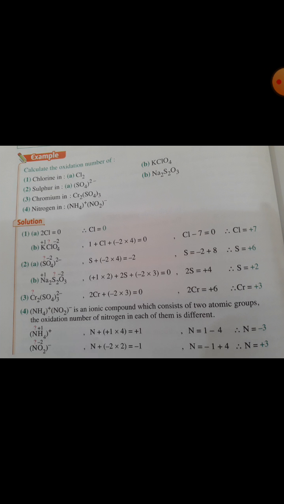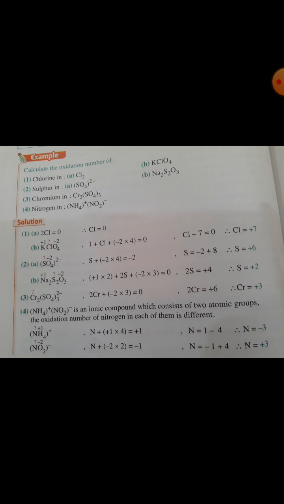Okay, and here oxygen you will put it, not calculate it. So you put it with the common oxidation number -2. So here chlorine, the oxidation number of chlorine equals positive 7.